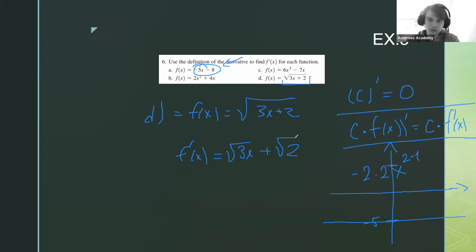Between two terms. Yes, you can. If we have the same root, like it's second power, then we can split it up, right? And now we're going to find the derivative of this one. What is root 3x? What is the power of x in this case? Do you know, guys?